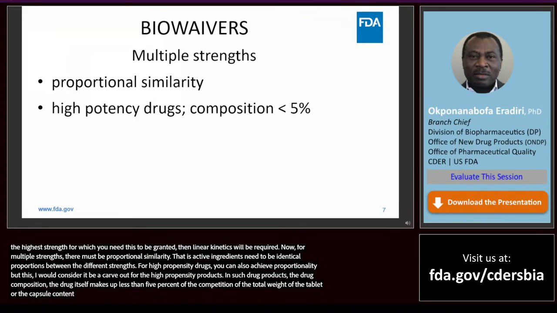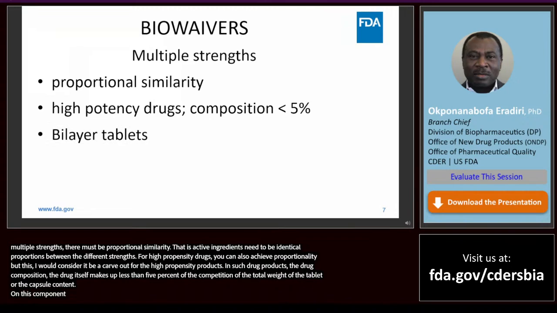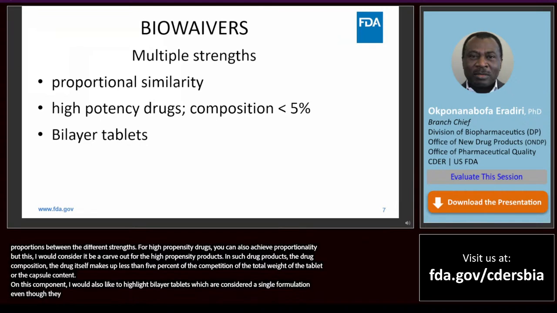And the other aspect that I'd like to also highlight are bilayer tablets. Bilayer tablets are considered a single formulation, even though they consist of two separate layers with different compositions. All components of both layers should be proportionally similar.